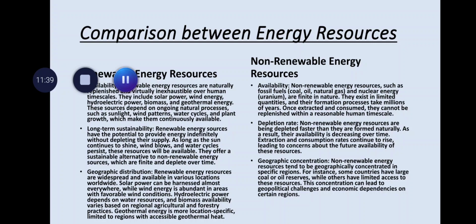So they are explaining that renewable energy resources are continuously available, and non-renewable energy resources take millions and billions of years to form again. They are explaining the depletion rate, geographic concentration, and availability. Alright, let's move forward.